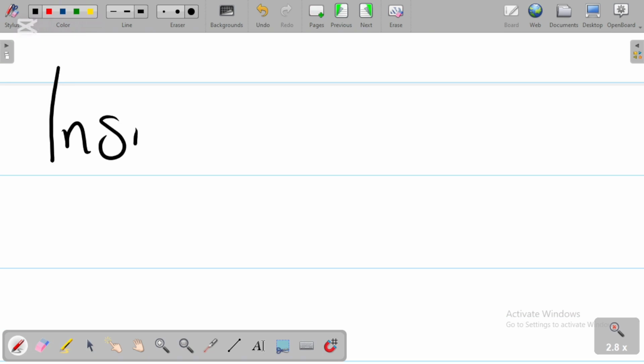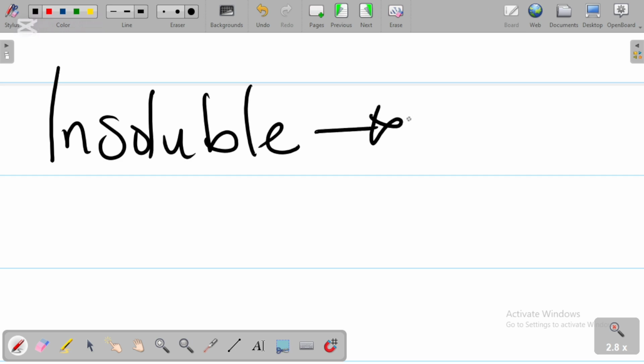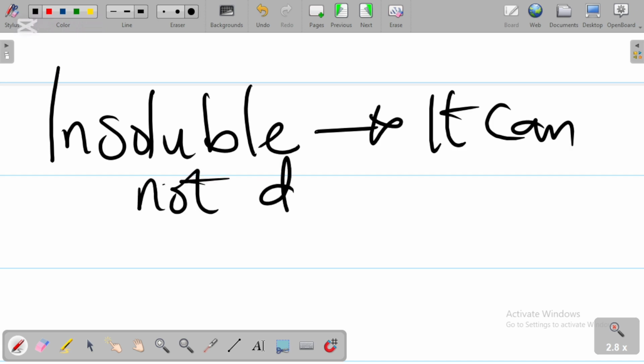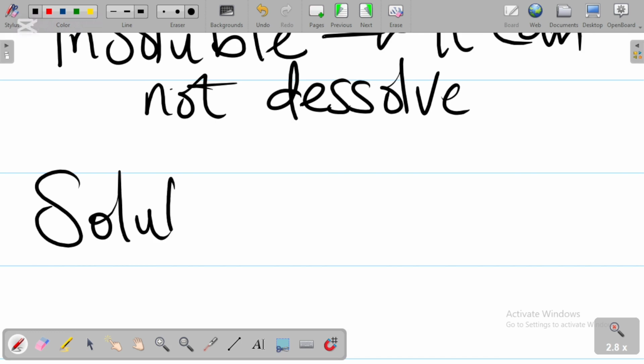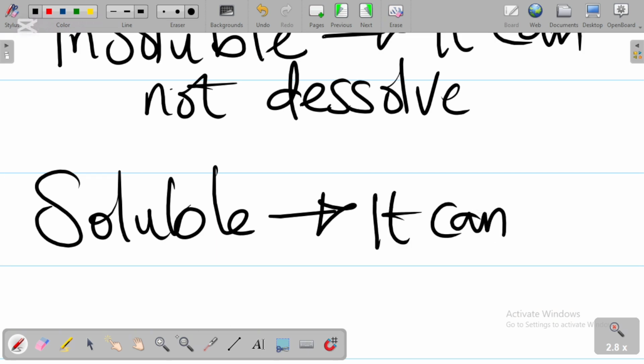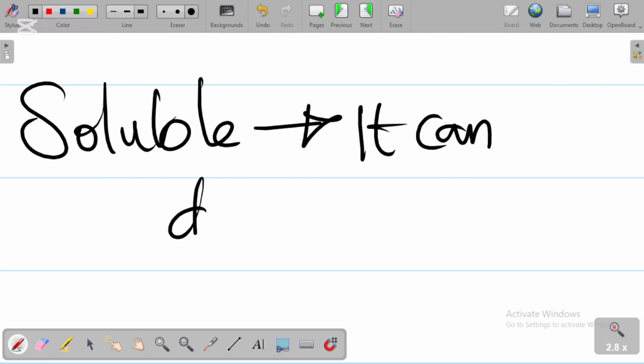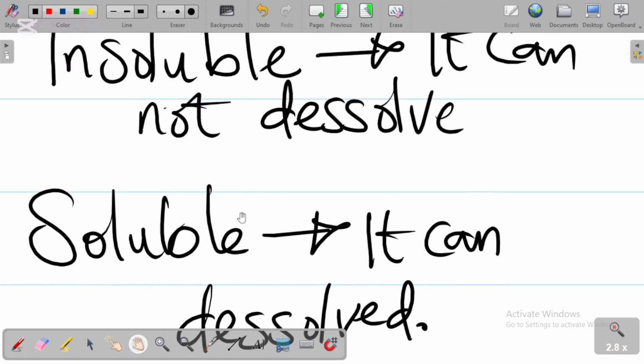When you say a substance is insoluble, what do you mean? That tells you that the substance cannot dissolve. And when you say something is soluble, that simply tells you that the substance can dissolve. All right, take note of this because we are going to be using these words in this practical, soluble and insoluble.